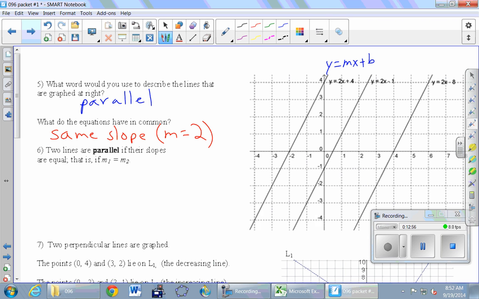And so here is our next important fact for today's class. 2 lines are parallel if their slopes are equal. And then there's some symbols, m1 equals m2, trying to identify the slopes of the 2 lines, but more important is the English version than the notation version. 2 lines are parallel if their slopes are equal.